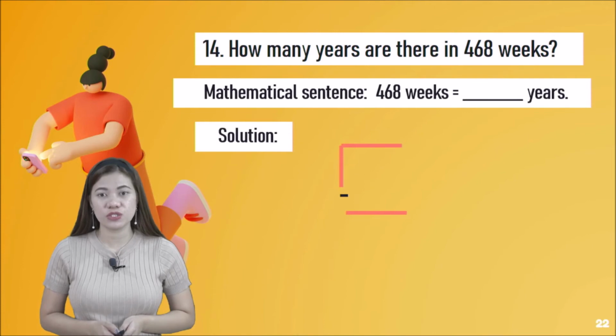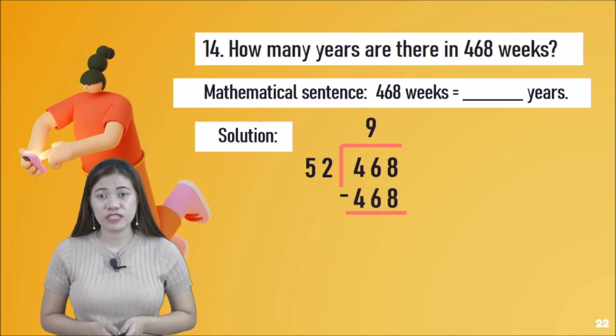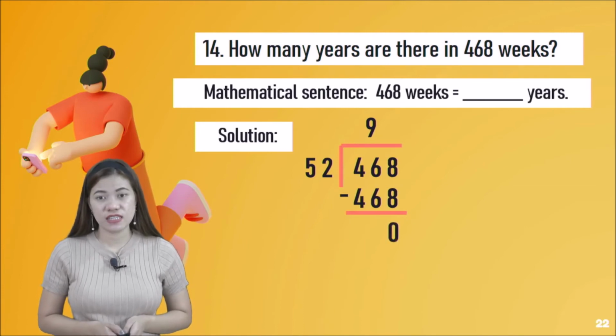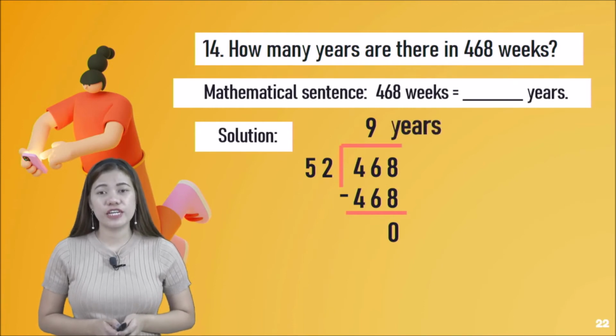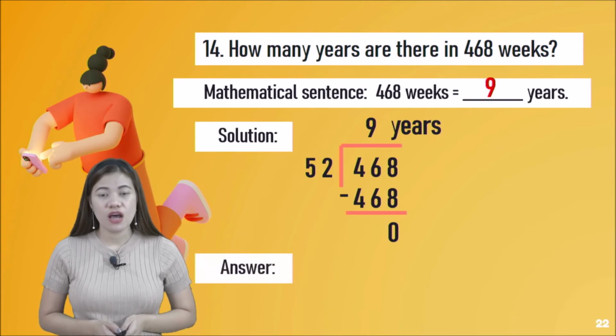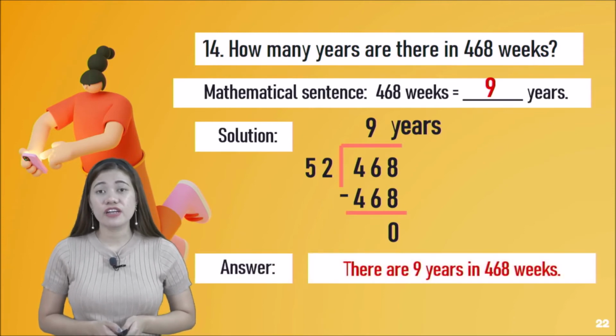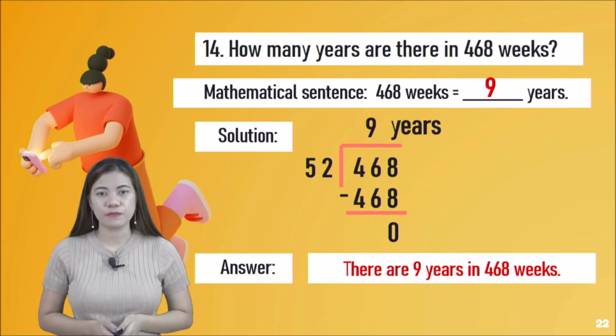So here's the solution. 468 divided by 52 is equal to 9. And 9 times 52 is equal to 468. 468 minus 468 is equal to 0. So kids, in 468 weeks, we have 9 years. Okay? Our final answer, there are 9 years in 468 weeks. Did you understand, kids? Very good.